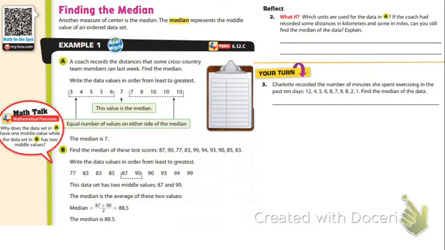Alrighty, so moving on here. Charlotte recorded the number of minutes she spent exercising in the past 10 days, which are 12 of those values. Find the median of the data. Alrighty, so I'll give you guys some time to go ahead and do that.